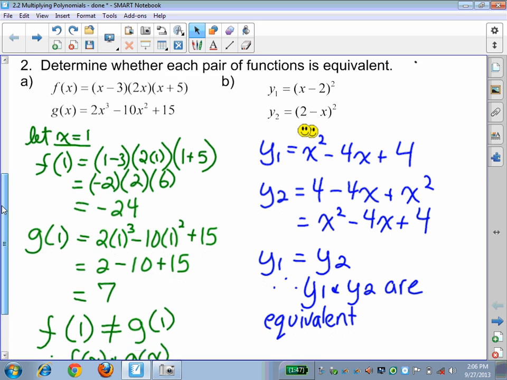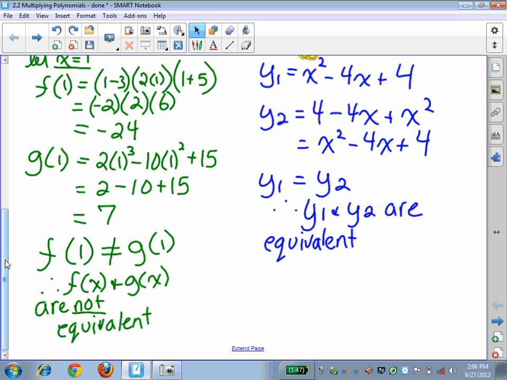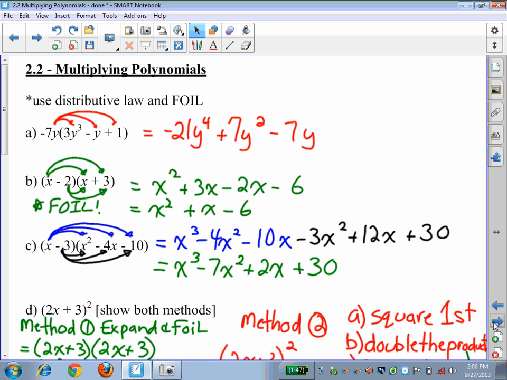Okay? That's our warm-ups. That's what you should have learned from yesterday. If you have some troubles from that, please come see me. Now on to today's lesson. Today we're taking a look at multiplying polynomials. This is mostly a review from grade 10.